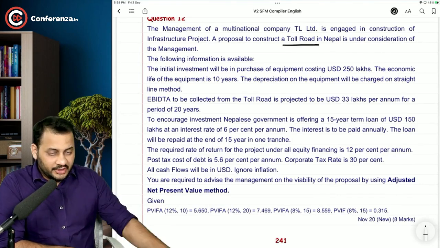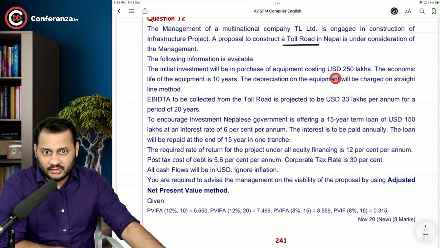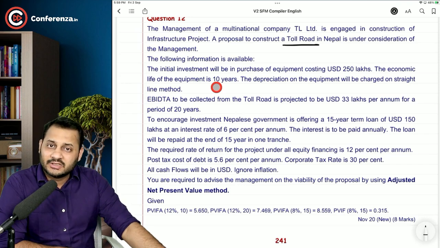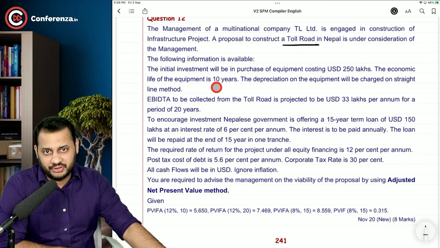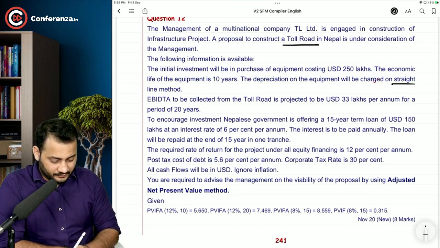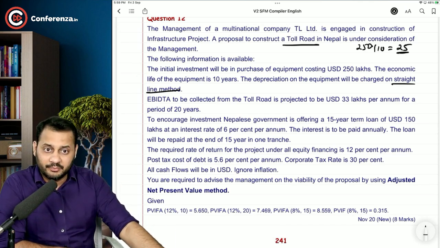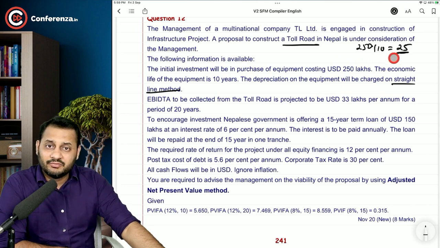The initial investment will be in the purchase of equipment which will cost around 250 lakhs. The economic life of the equipment is 10 years. That's why 10 years will only be available for depreciation. The depreciation on the equipment will be charged on the straight line method. So I think 250 divided by 10 if there is no salvage value, so 25 lakhs per annum will be the depreciation cost. And on this we are going to save some taxes.